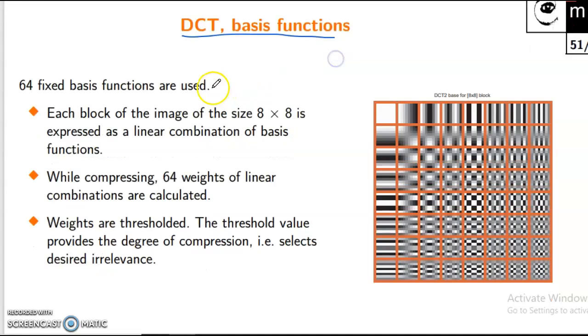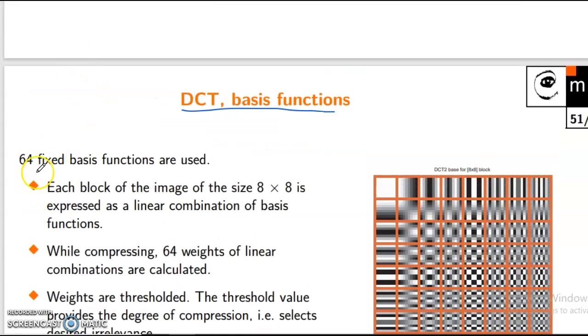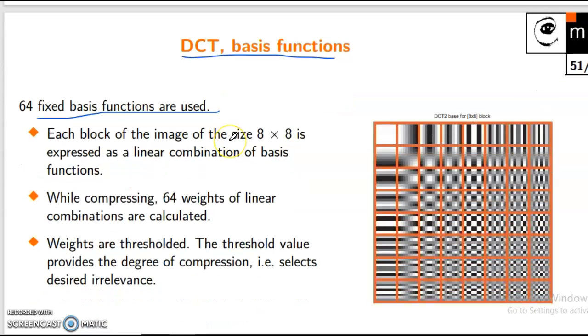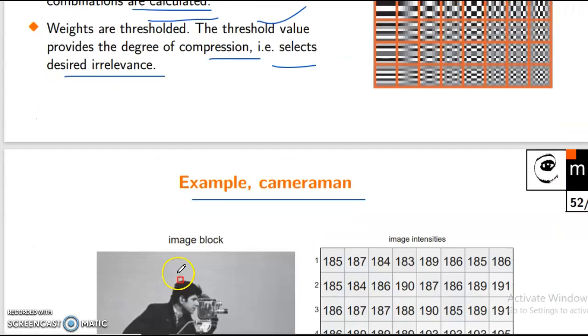DCT basis functions. 64 fixed basis functions are used. Each block of the image of the size 8 cross 8 is expressed as a linear combination of basis functions. While compressing, 64 weights of linear combinations are calculated. Weights are thresholded. The threshold value provides the degree of compression, that is, it decides irrelevance.